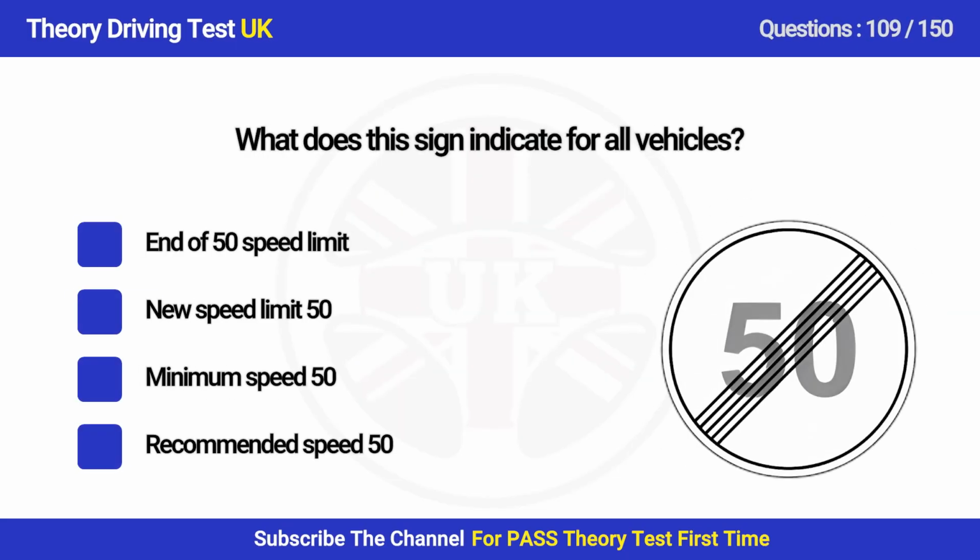Question 109. What does this sign indicate for all vehicles? A. End of 50 speed limit. B. New speed limit 50. C. Minimum speed 50. D. Recommended speed 50.